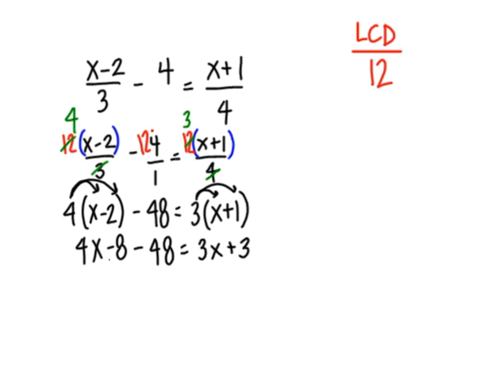On the left side, I have like terms, so the 8 and 48 I can put together. So I have that 4x, I just bring that down, and then I have negative 8 and negative 48. Those have the same sign, so I'm going to add and keep the sign, and that gives me a negative 56 result.